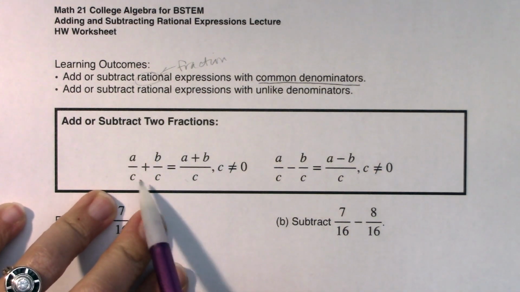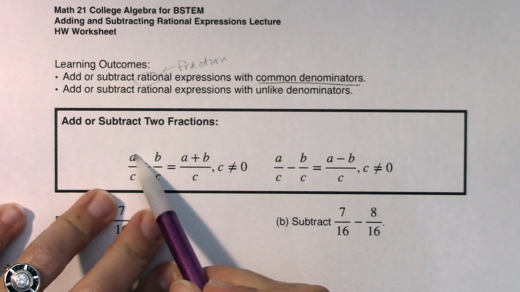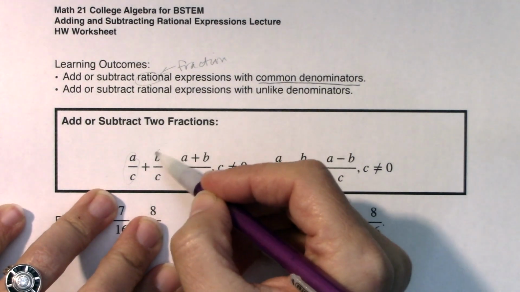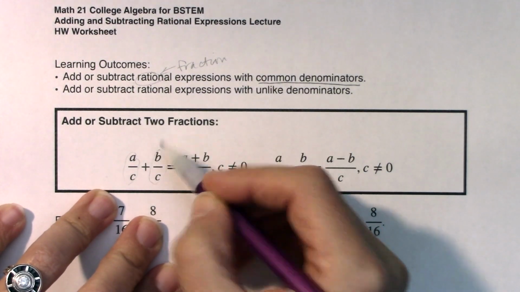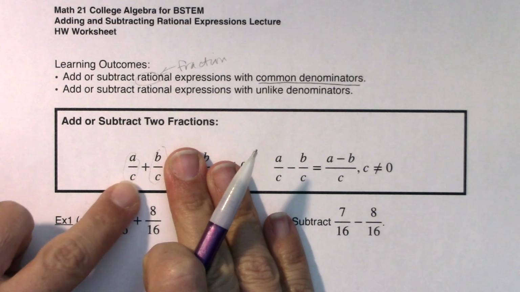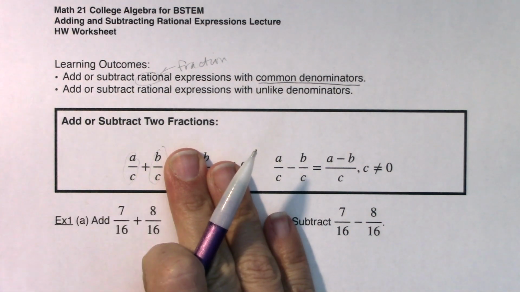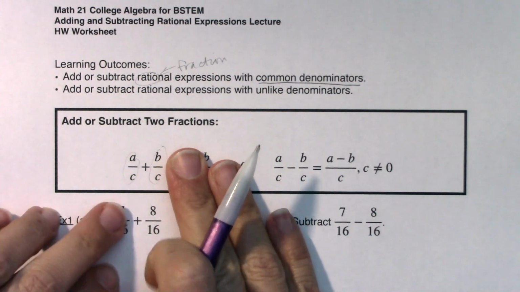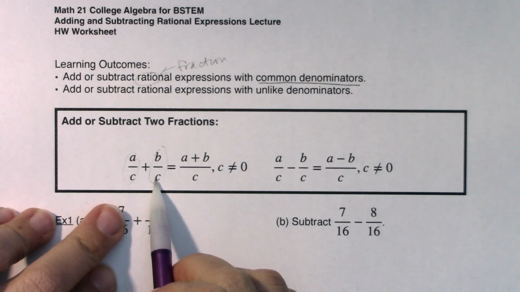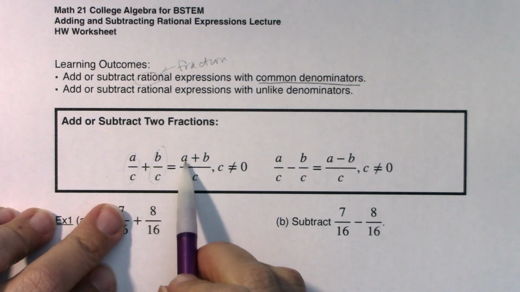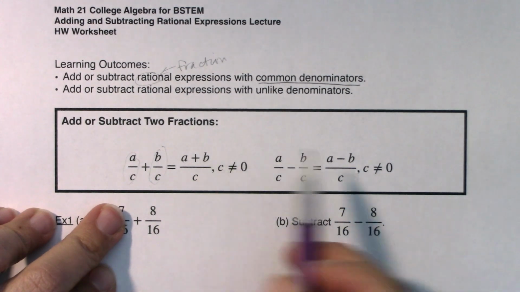So here's the rule. If you have common denominators, you can see here's one fraction, a over c, here's a second fraction, b over c. You can kind of hear that these two fractions have the same denominator. They have a denominator in common. So the rule is if you have common denominators, all you have to do is just add the numerators.